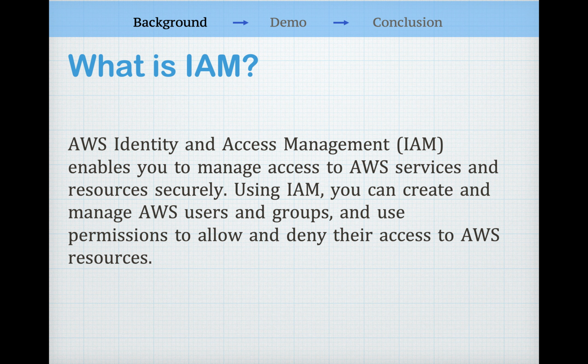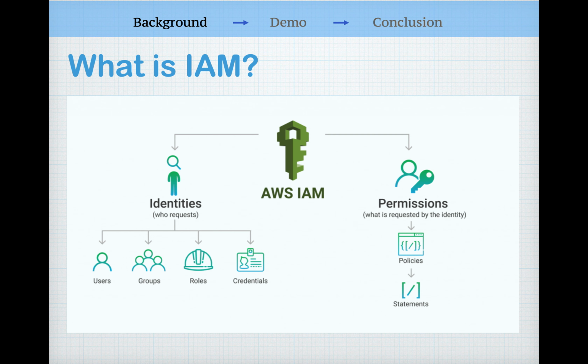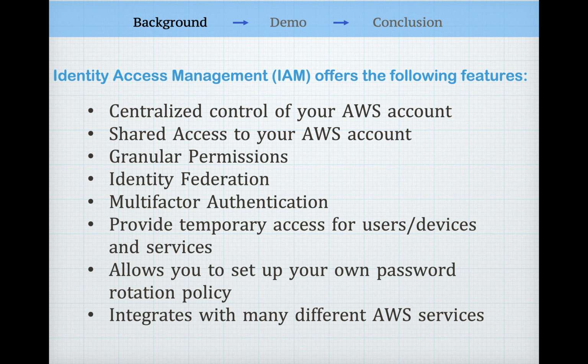IAM is basically a service provided by AWS that allows you to manage access to the AWS console and apps, such as S3 and EC2. The basic idea is you can create users, groups, roles, and credentials, so you can restrict certain users from accessing certain services on your AWS console. IAM is basically a centralized control for your AWS account. You can share account access with different kinds of users and grant them different permissions.